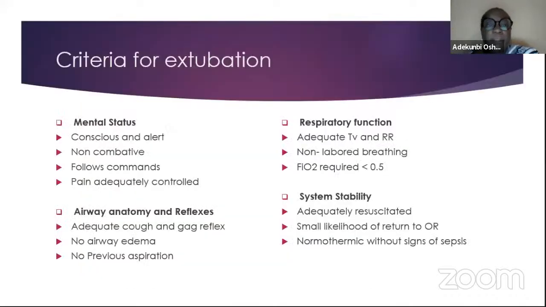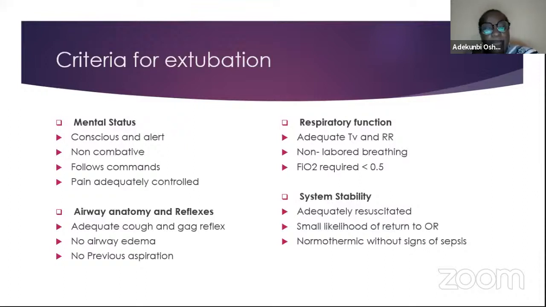Now, the criteria for extubation for these patients can be either the respiratory function, the system stability, airway and anatomical reflex, and mental status. The mental status: is this patient alert and conscious, non-combative, able to follow commands, and is pain adequately controlled? The respiratory function: is the tidal volume adequate, and the respiratory rate? The patient is not in any form of labored breathing, and has at least quiet respiration. Then it requires an FiO2 of less than 0.5.